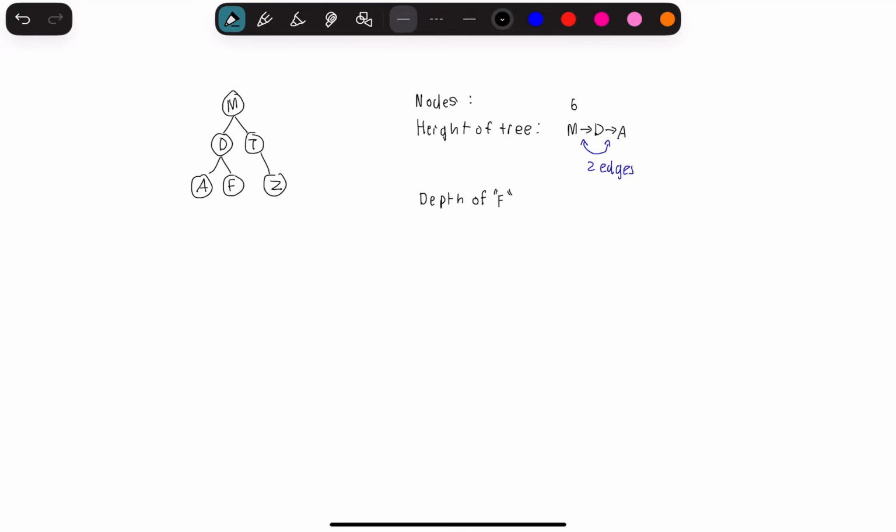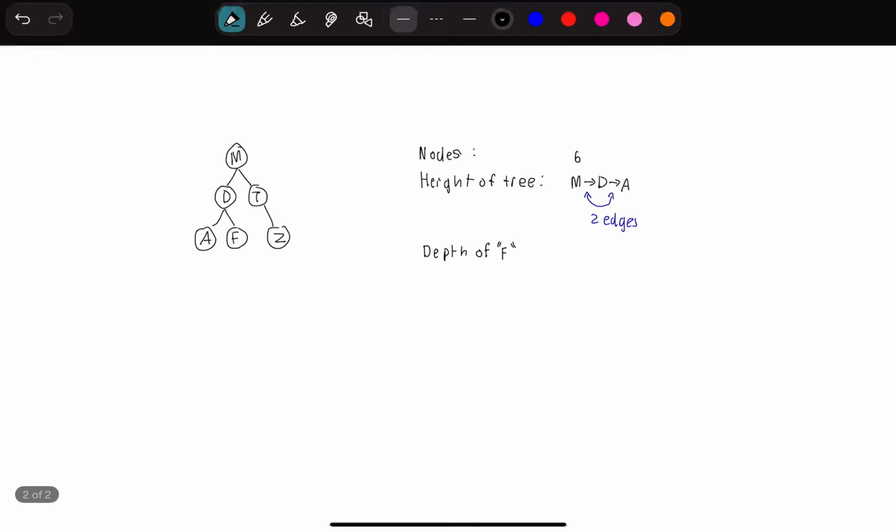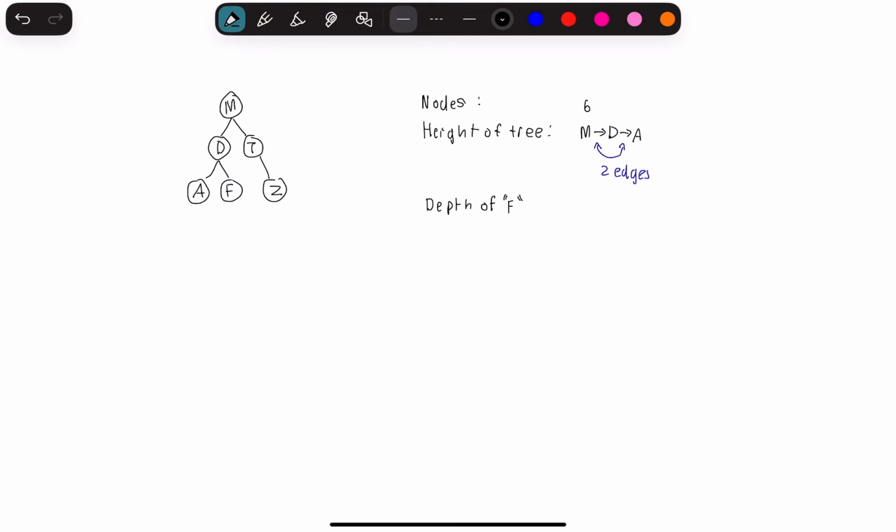In this video, we're going to be discussing trees and data structures. So we can see that we have this tree on the left, root M, children D and T, and then subtree D has children A and F, and subtree T has child Z. So we can calculate the number of nodes by just counting how many circles we have.